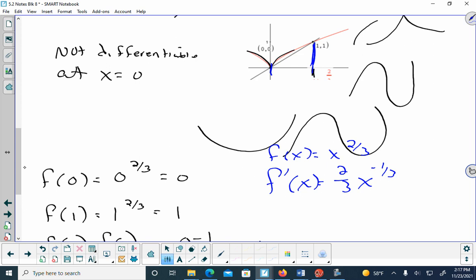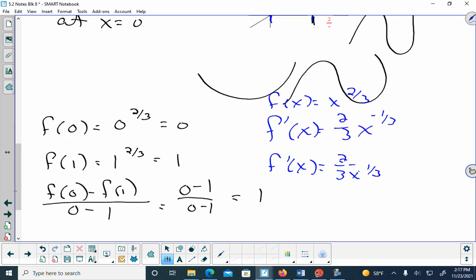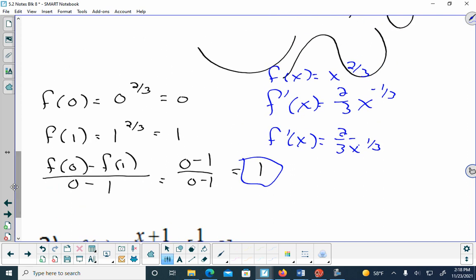And so I would probably rewrite that like 2 over 3x to the 1/3. Now I want to set it equal to what number? You want to set it equal to the slope of the secant line, right? We agree that this is a secant line? The average rate of change, the one that you complained about on the test? So now I'm going to do 1 is equal to 2 over 3x to the 1/3.